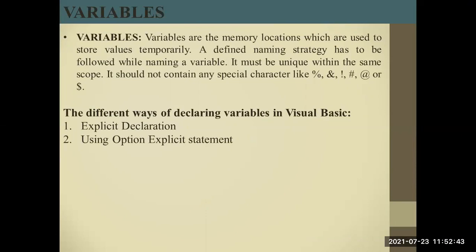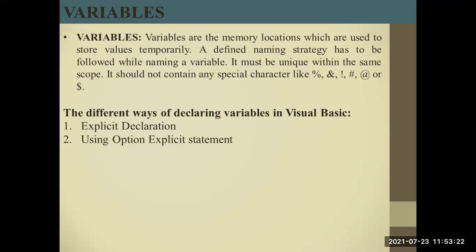As we know, variables are memory locations which can be used to store values temporarily, and the strategy for defining them has to be followed, as we have already seen in the previous slide. There should be a particular naming system, and we should follow this naming system when defining variables. A very important thing is that there are two different ways of declaring a variable in Visual Basic. So we can declare in two ways.